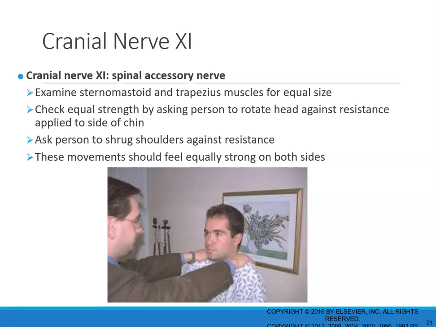You're also going to have them shrug their shoulders against resistance with your hands on the shoulders, as you see in the picture here. The movements that they make should be equally as strong on both sides.